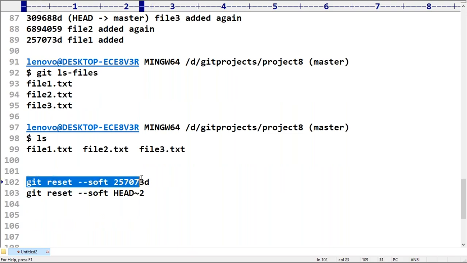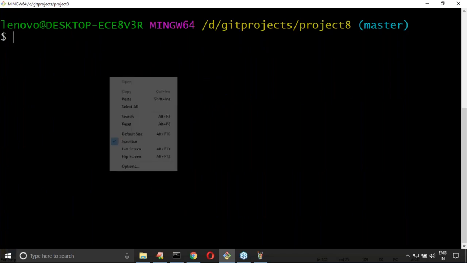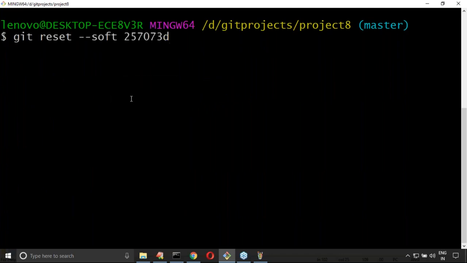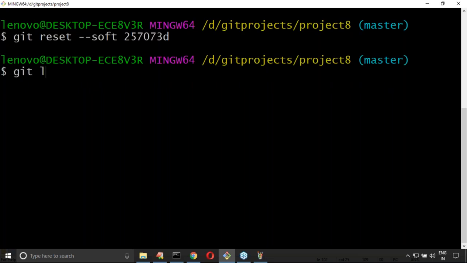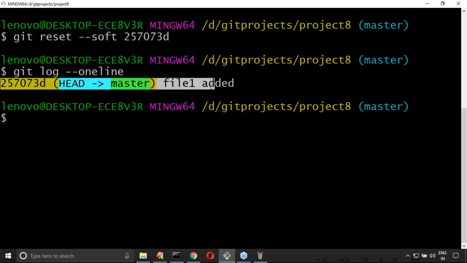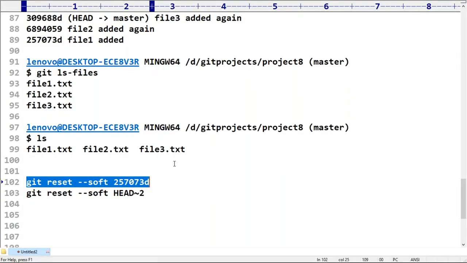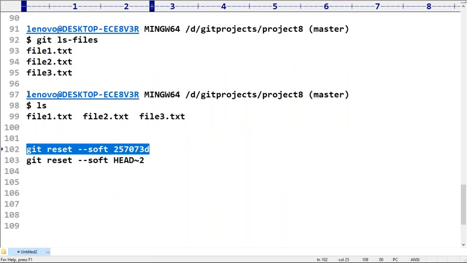Now take very special care about this one. Observe that. git log --oneline. Now only one commit is there. Sir, how many files will be there in the staging area? Please confirm. Three files. How many files will be there in the working directory? Three files, because soft reset won't delete the changes from the staging area and working directory.